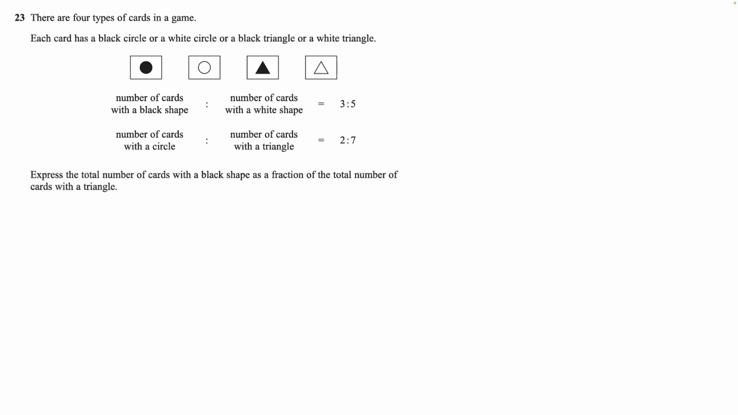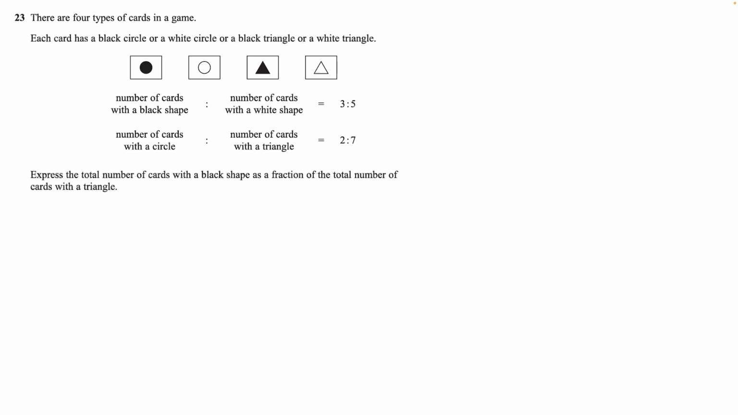There are 4 types of cards in the game. Each card has a black circle or a white circle, or a black triangle or a white triangle. We're given the ratio of the number of cards with a black shape to the number of cards with a white shape is 3 to 5. The number of cards with a circle to the number of cards with a triangle is 2 to 7. Express the total number of cards with a black shape as a fraction of the total number of cards with a triangle. Okay, a lot of information here.